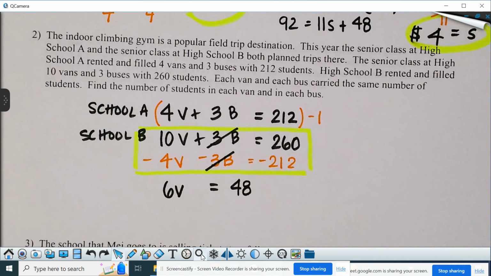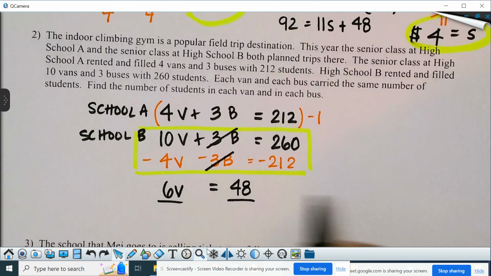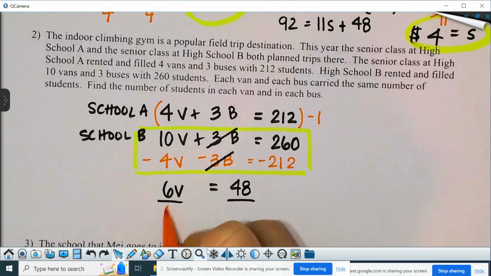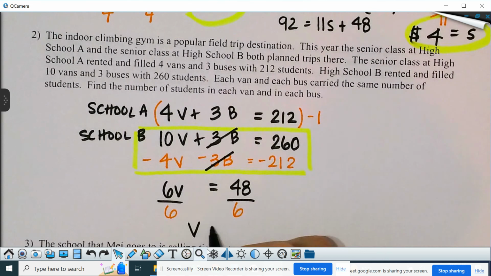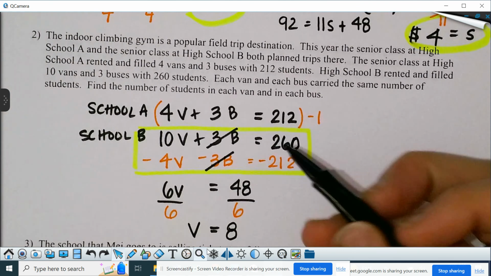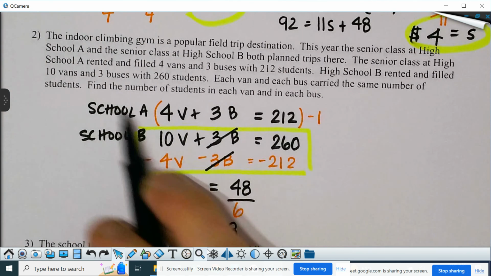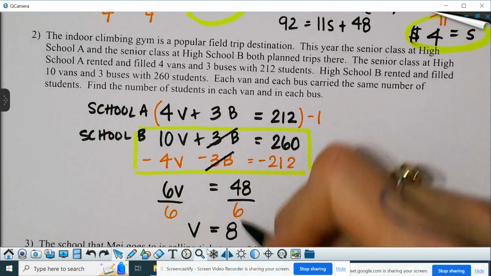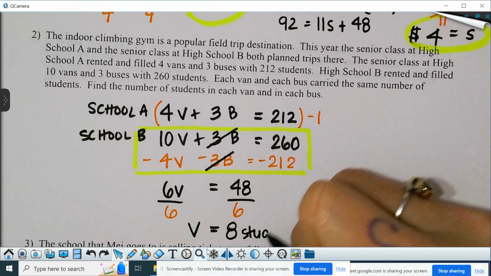And then you want to solve for vans. So we're going to divide by 6 on both sides. And how many vans did we have? Yes. So they took 8 vans, or I'm sorry, 8 students fit on each van. So the question was, each van and they carried the same number of students. Find the number of students in each van and each bus. So 8 students, excuse my dog, sorry guys, in each van.